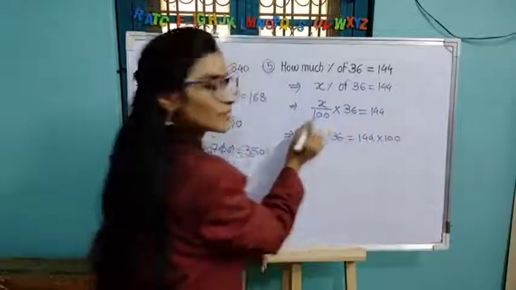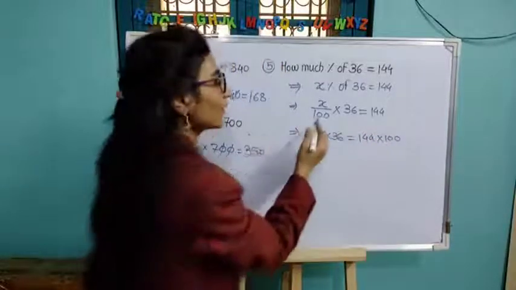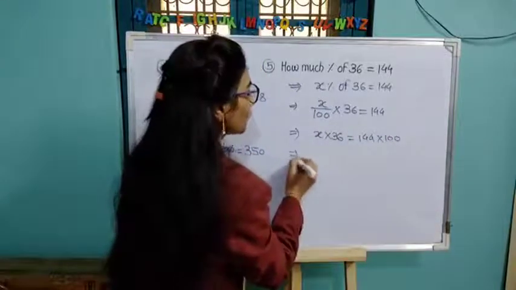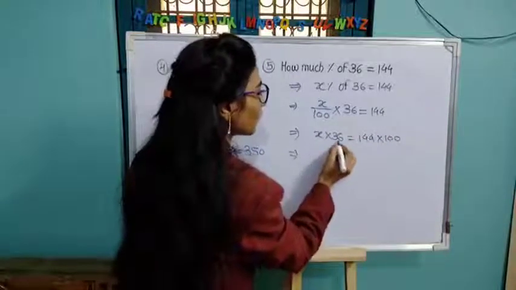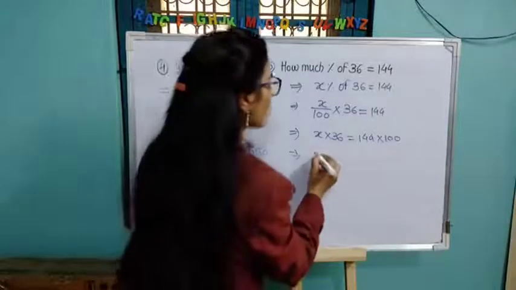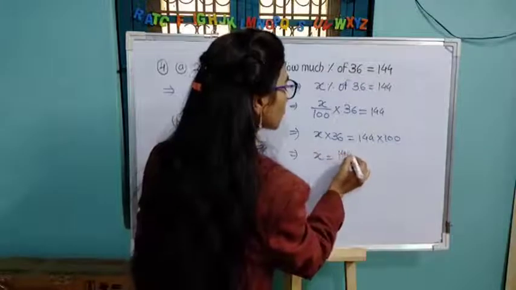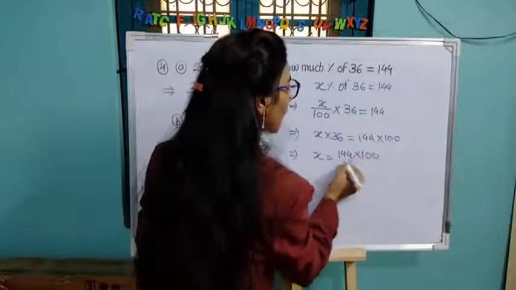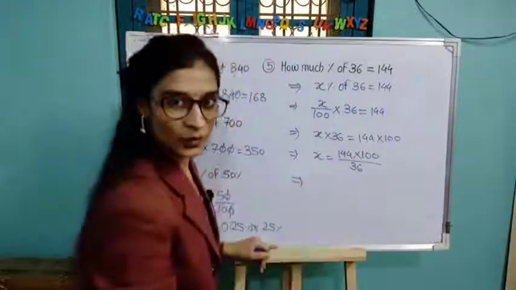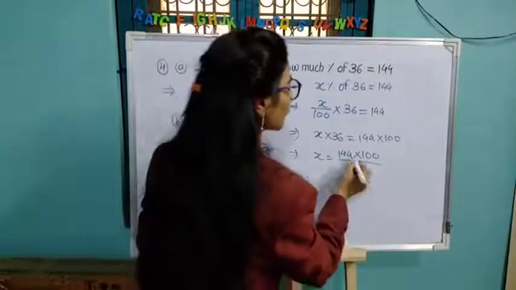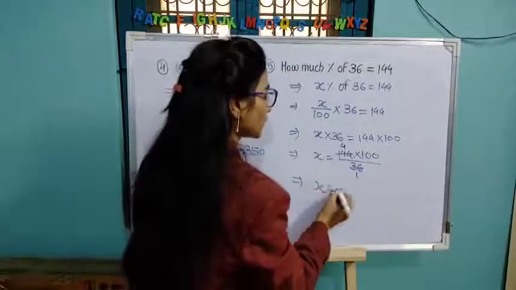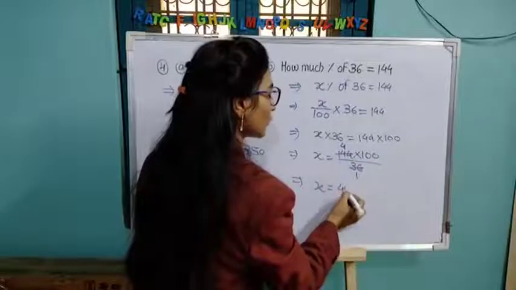If the number is divided on one side, then it will be multiplied on the other side. So x into 36, we have to find the value of x. So we have to remove this 36 from here. So x is equal to 144 multiplied by 100 upon 36, and this 144 is a multiple of 36. 36 1 is 36, 36 4 is 144. So x is equal to 4 into 100, that is equal to 400.